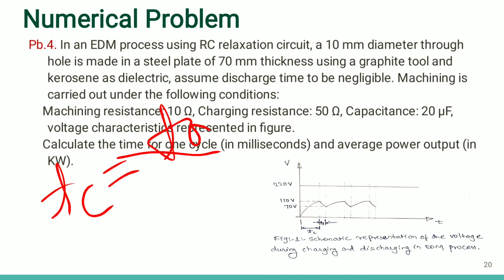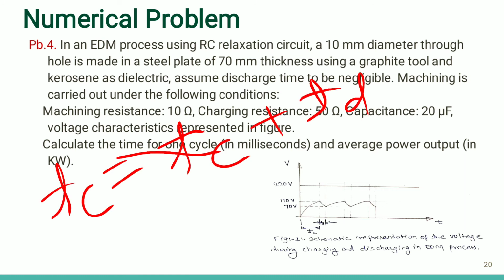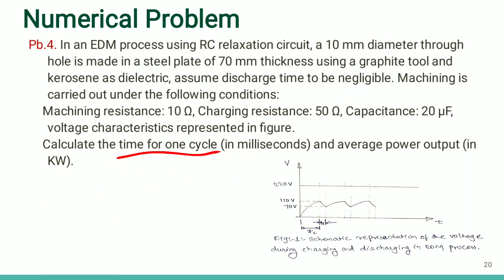So for that, cycle time, that is Tc, is the charging time plus Td, that is the discharging time. In this problem it is mentioned that discharging time is negligible, so here we are assuming that is 0. So whatever cycle time we get will be equal to Tc. Okay, so first of all we have to find out the value of Tc. Next we have to find out the average power output. Okay, so the value of E we have to find out.